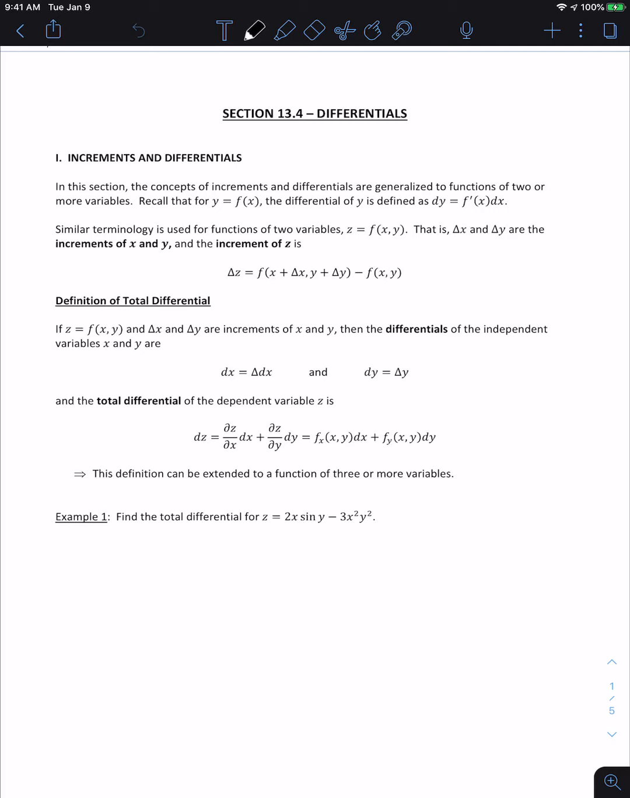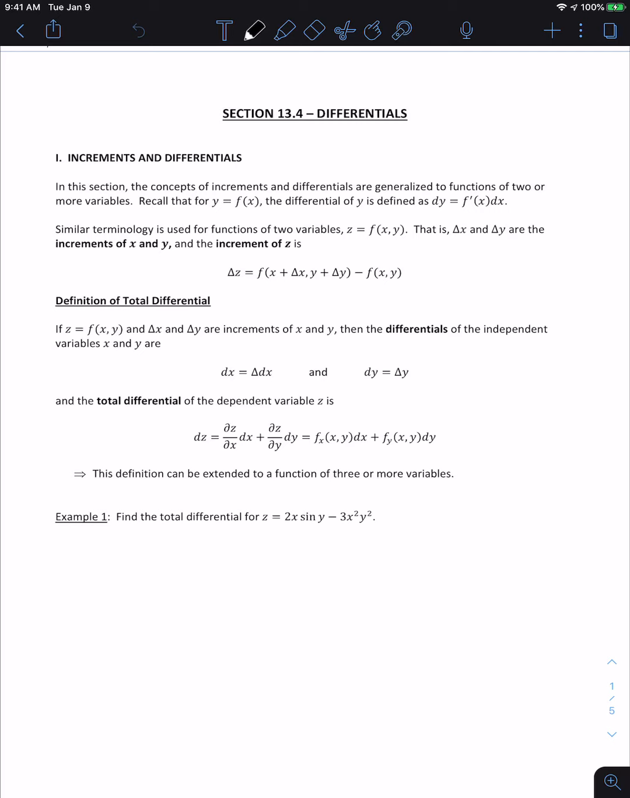Hello everyone, in this video we'll be looking at section 13.4, which is differentials. So subsection 1, increments and differentials. In this section, the concept of increments and differentials are generalized to functions of two or more variables.